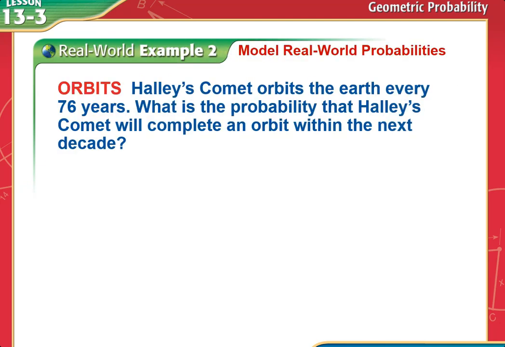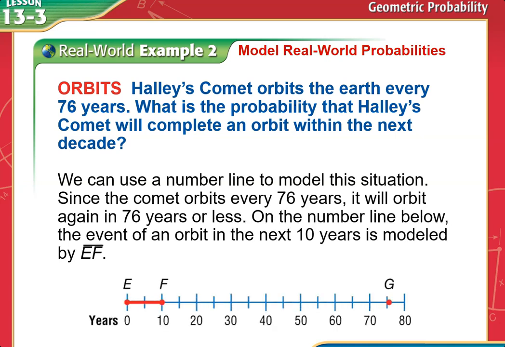Halley's Comet orbits the Earth every 76 years. What's the probability that Halley's Comet will complete an orbit within the next decade? Okay. So, in this problem, we can use a number line to model the situation. So we have a decade only being 10, right, of the every 76 years.